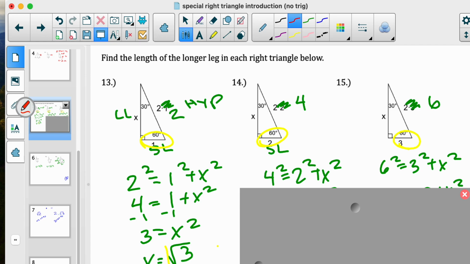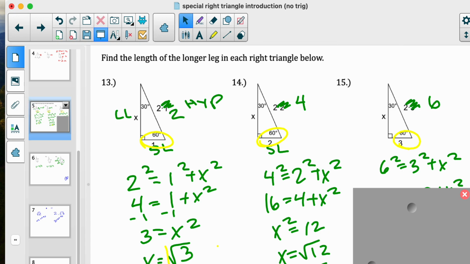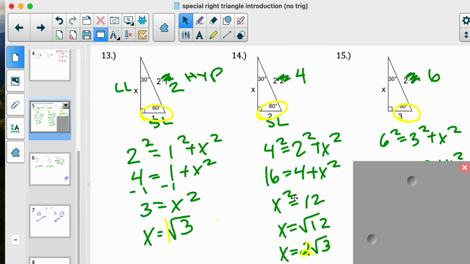You're going to have 4 squared equals 2 squared plus x squared. Subtract your 4 from both sides. We're getting x squared is 12. To get x by itself, you have to square root both sides. And then, what does the square root of 12 reduce to? If you ladder, you're going to get 2, 2, and a 3, right? So this right here should say 2 square root of 3.